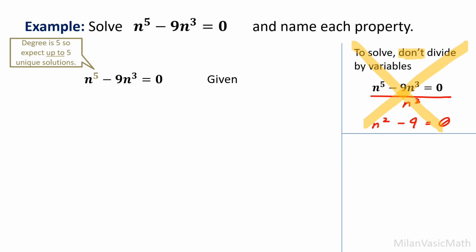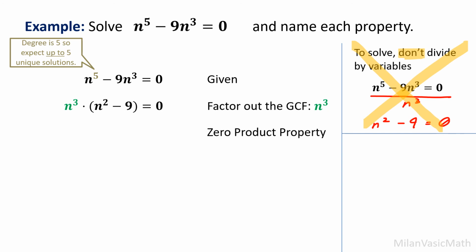All right, let's move in the proper way. The proper way is to factor out the GCF, which is n cubed, and this is what we get. And you could factor more, but you could also go with the zero product property from here. So I like to write a line down the middle, like that. And then I set each of the factors equal to 0.